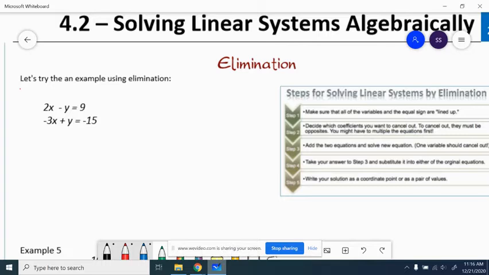Then you take your answer from step 3 and substitute it back into the original equation. And then last step, just write out your solution as an ordered pair. All right, so let's take a look at this first example here.